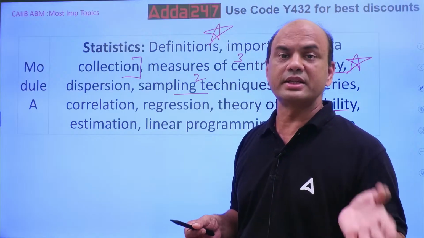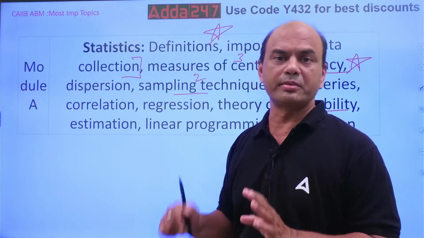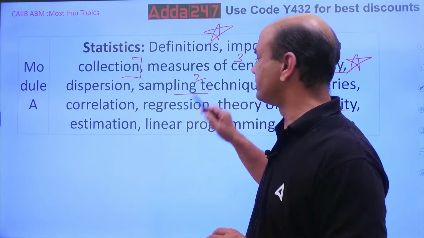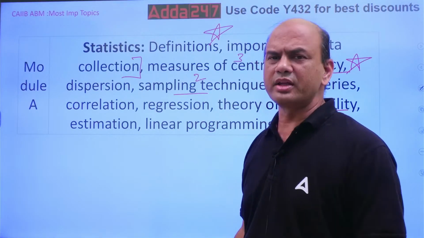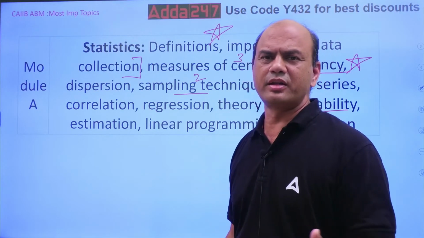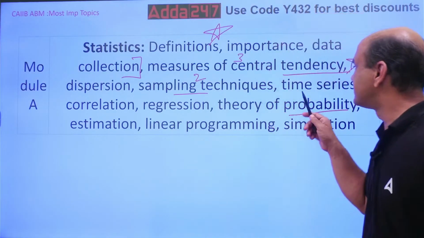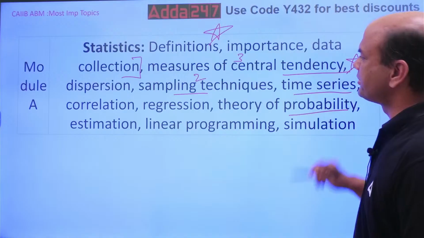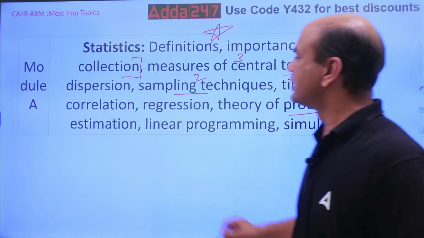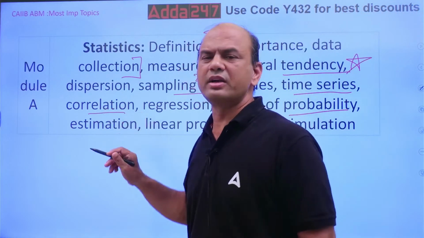First standard error, then Z, then you have to find out the probability about sampling. Okay. So again, this means you can definitely cover it in one day. Time series, easy. Correlation, okay type, a bit difficult.